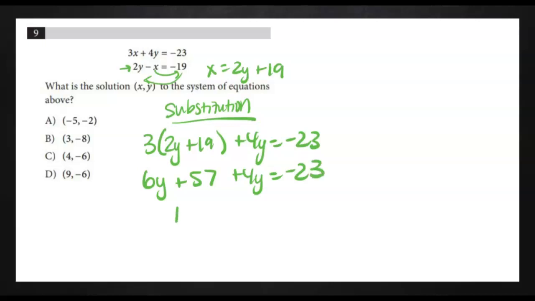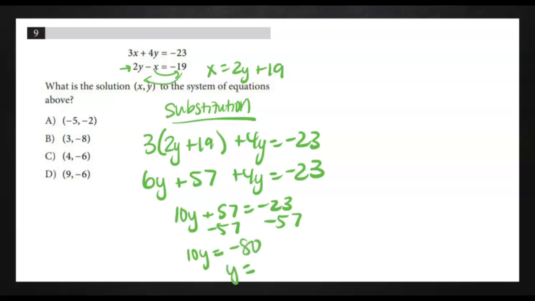Okay, and then combine my like terms, 10y. And then keep going, keep solving for y. I'm going to subtract 57, and I'm going to get 10y is equal to negative 80. Divide both sides by 10, and y is going to equal negative 8.